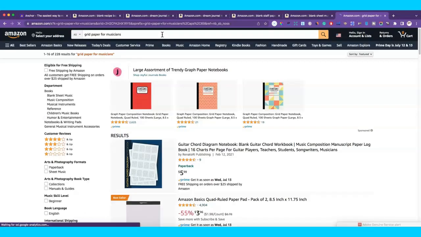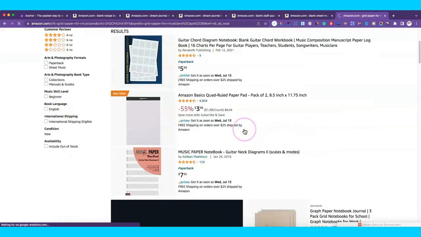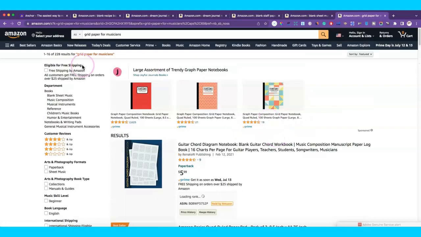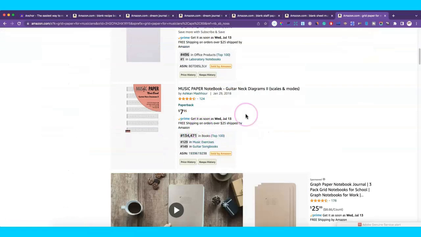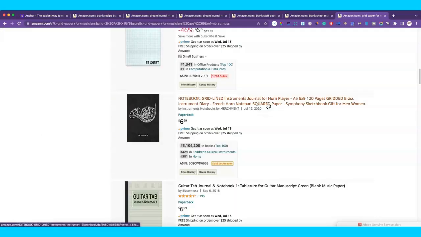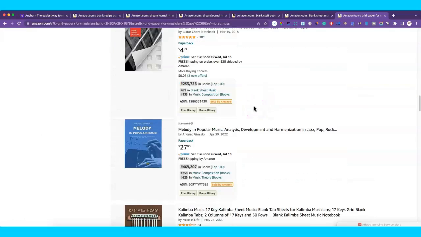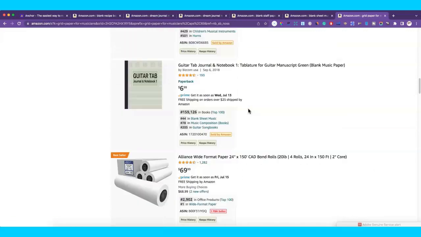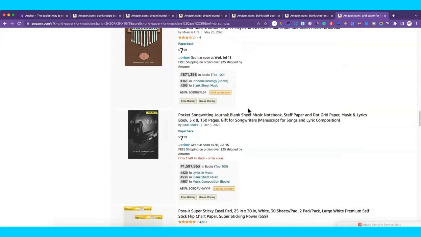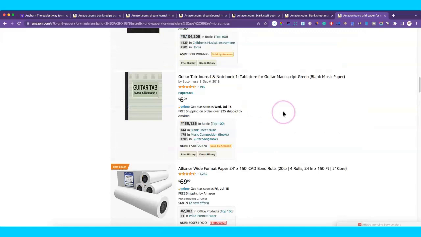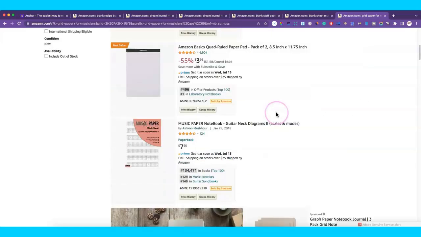Let's see, grid paper for musicians. This is 228 results. And you'll see that you can actually create sheet paper for musicians as well. And they're selling, not a lot, but yeah, they're selling. Some of them are selling.